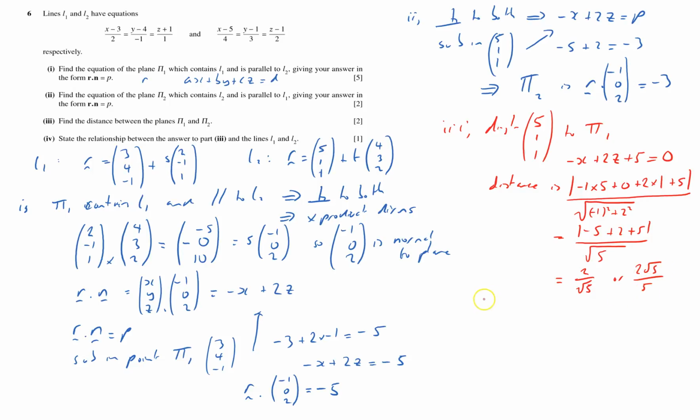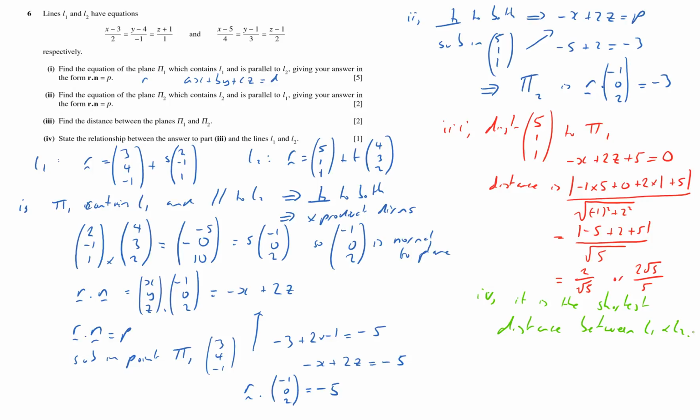And finally, what does that tell me about the relationship between the lines L1 and L2? That it is the shortest distance between L1 and L2, and that's that bit.